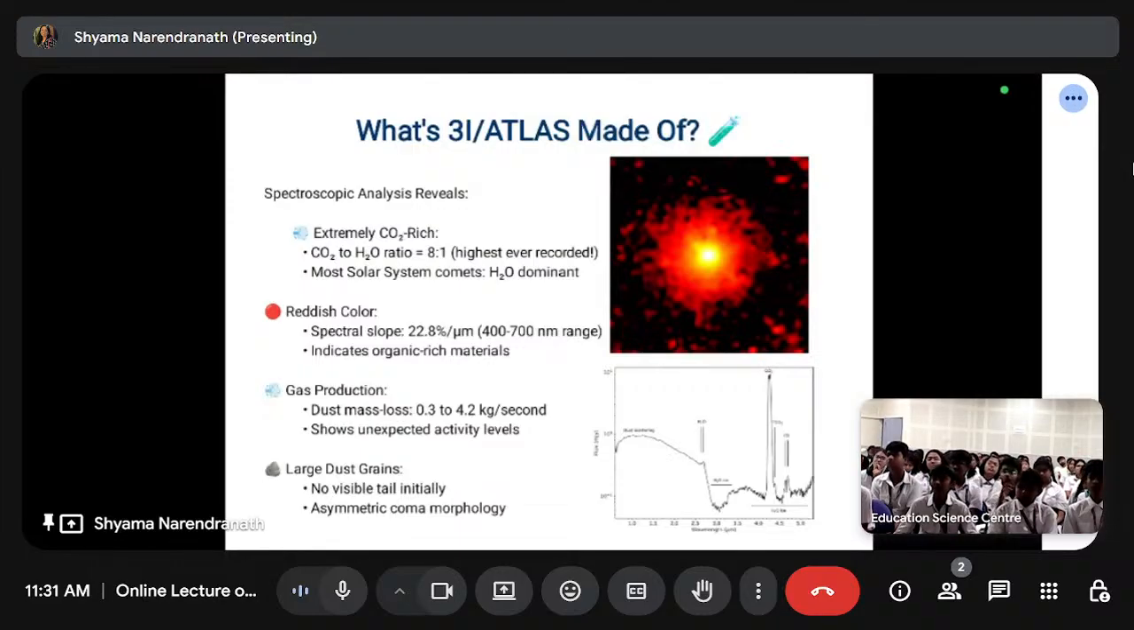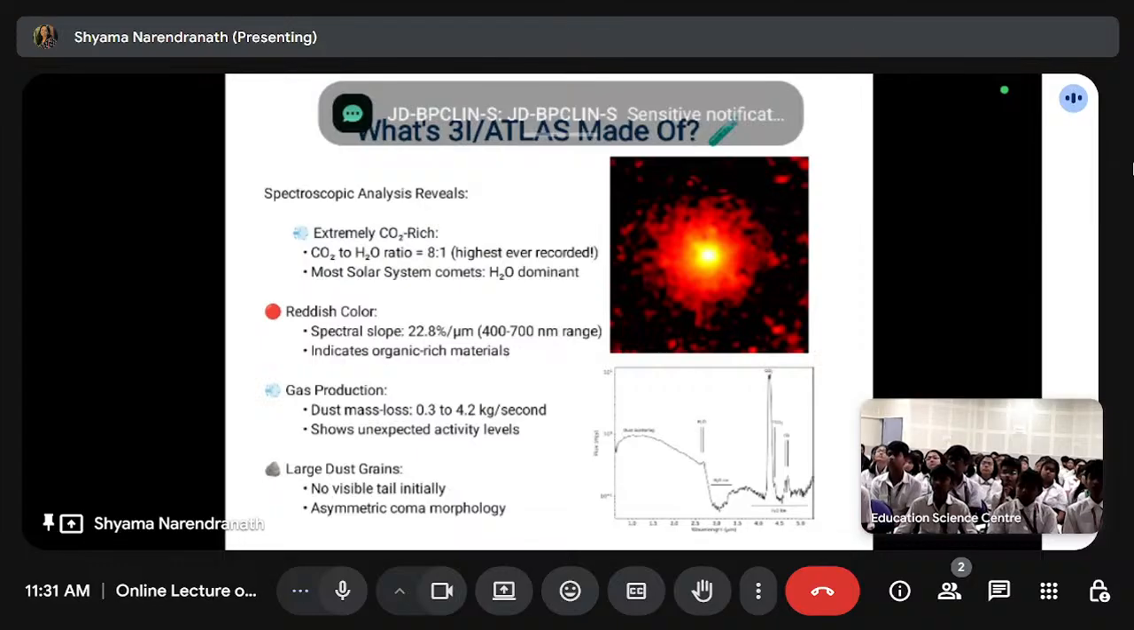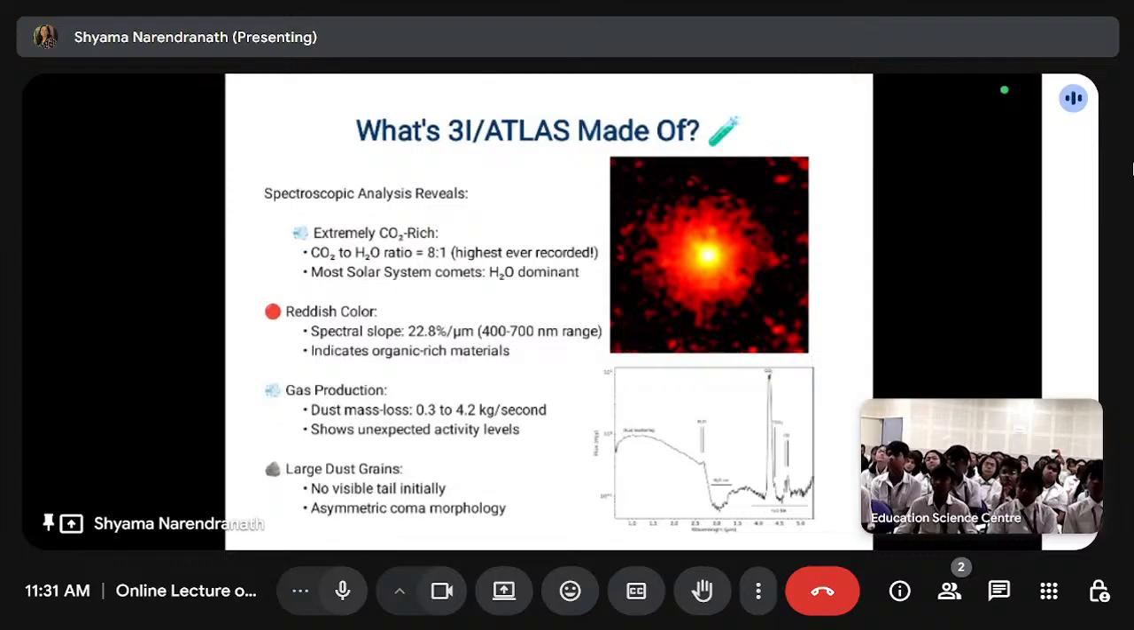Its reddish color is a false color. It's coming from the slope. You can see those 400 to 700 nanometers. There is a slope, so the steeper it is, the redder it will be, which indicates it is organic rich materials. There is gas production there, and it is losing mass, 0.3 to 4 kg per second. As you follow this, you can see how it's getting lost, and it shows unexpected activity levels.